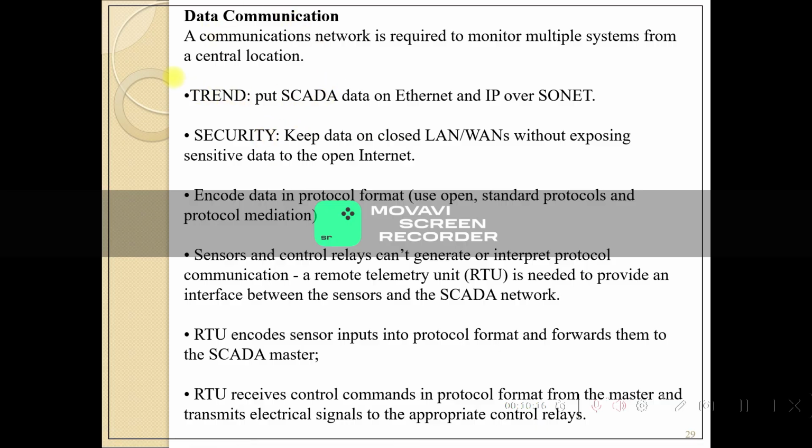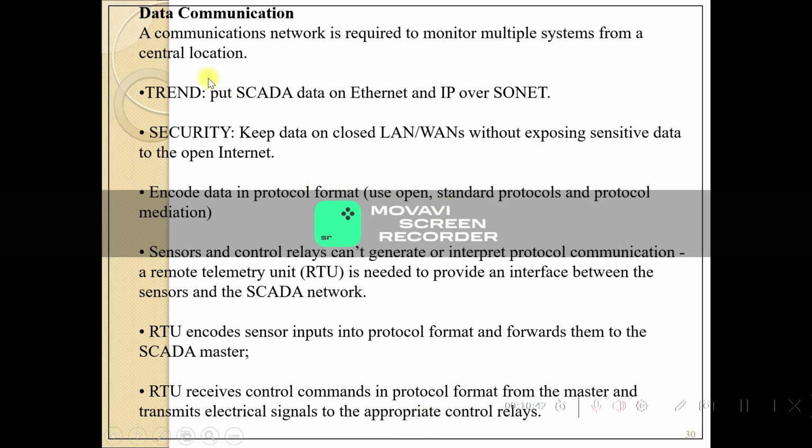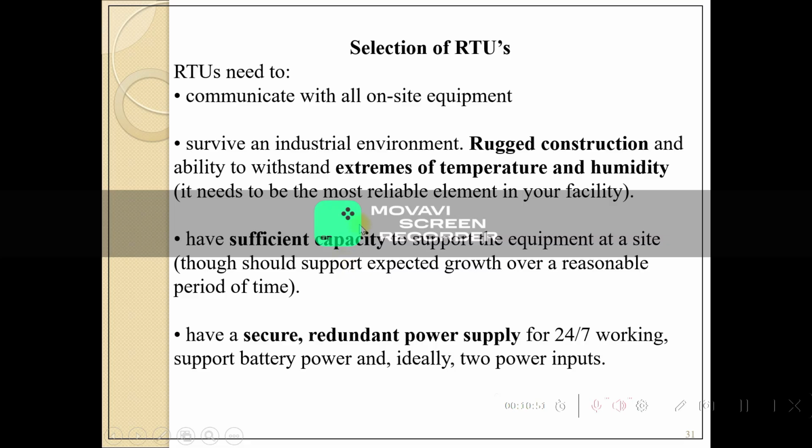Data communication is used for collecting the data from IP address or Ethernet protocols. Security is used for local area network and wireless area network. Encoder is used for protocol format. Sensor is used with the remote telemetry unit, and encoders receive commands by protocol from the master and transmit electrical signals. These are the data communication elements: trending, security, encoder, sensor, and remote terminal units, that means RTU, which communicate with all on-site equipment.